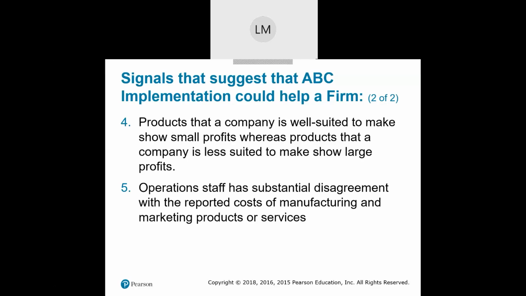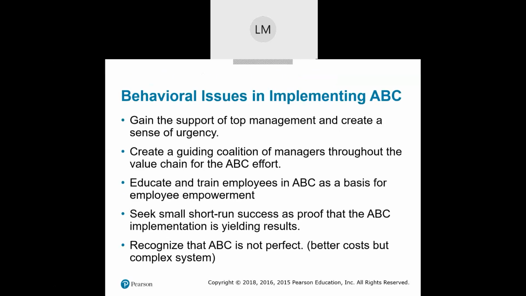Another thing that could suggest that activity-based costing implementation could help a company is when operations staff have substantial disagreements with the reported cost of manufacturing and marketing of products or services. So when we can't get a general consensus on our costs, that's a signal that we might need to refine our costing system.